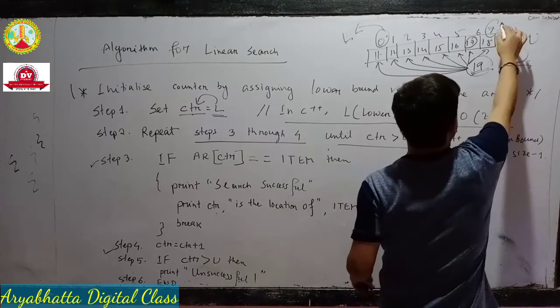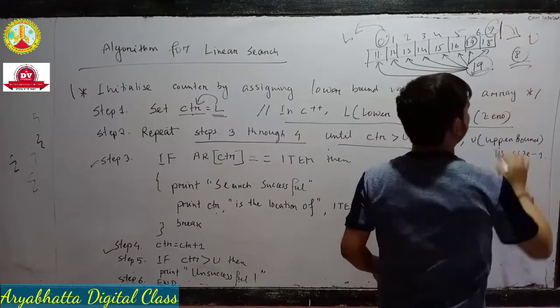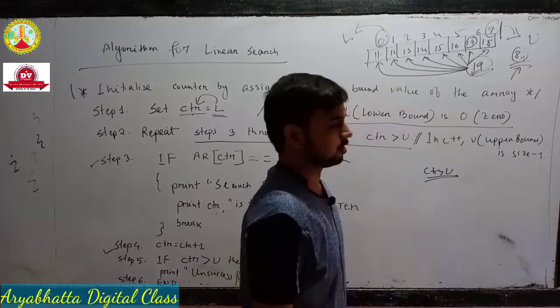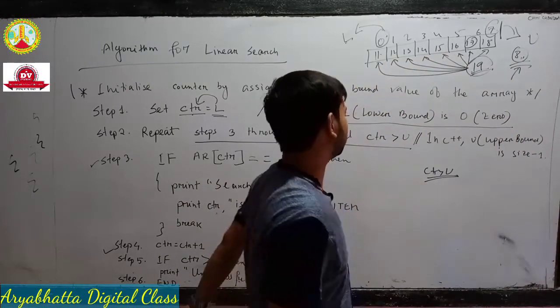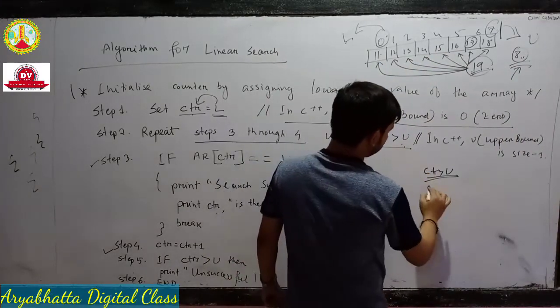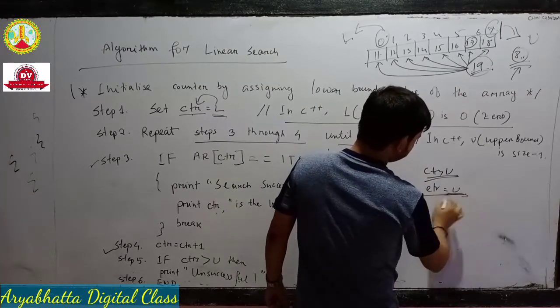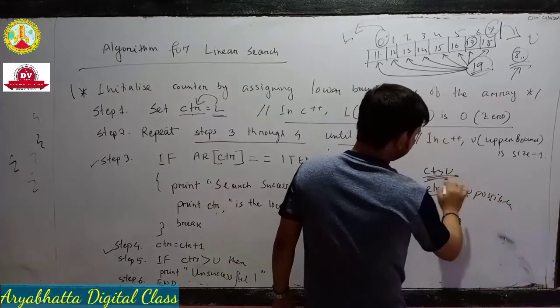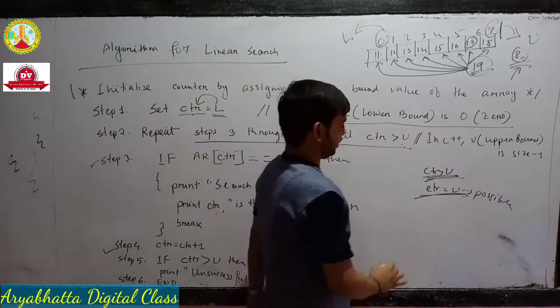Because your upper bound is what? Up to 7. You can't find index 8 here. Your upper bound is 7, which means it is possible only up to this point. When this condition comes, it is impossible.